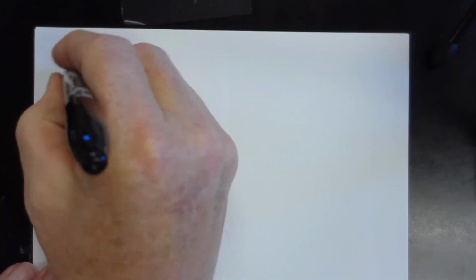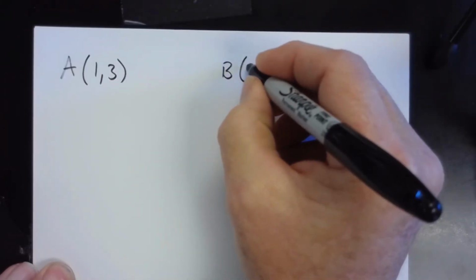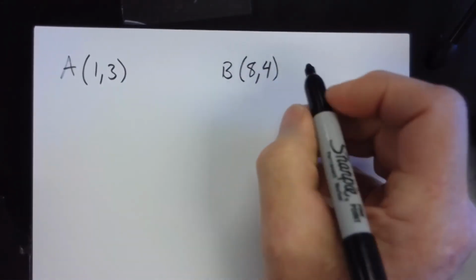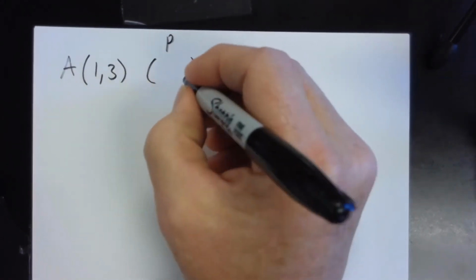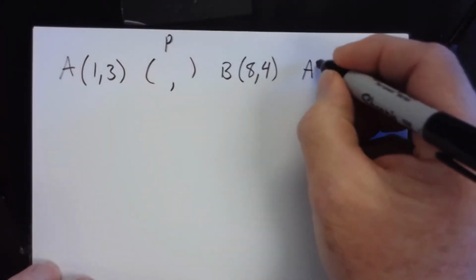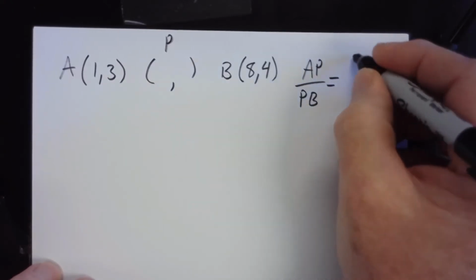Here's point A, 1, 3. Here's point B, 8, 4. We'll make it 8, 4. Okay. I want to place point P between them so that the line segment AB, so that AP over PB is in this ratio. So I want AP over PB, I want it to be in the ratio of 4 to 1.